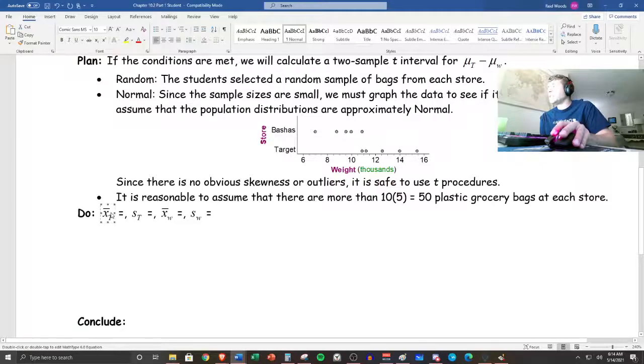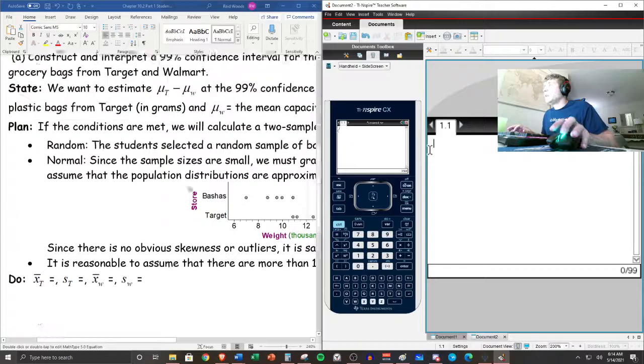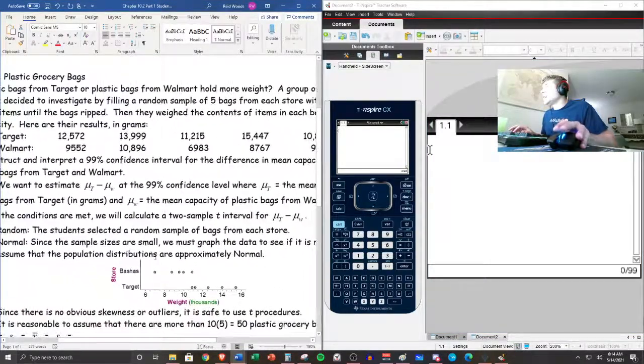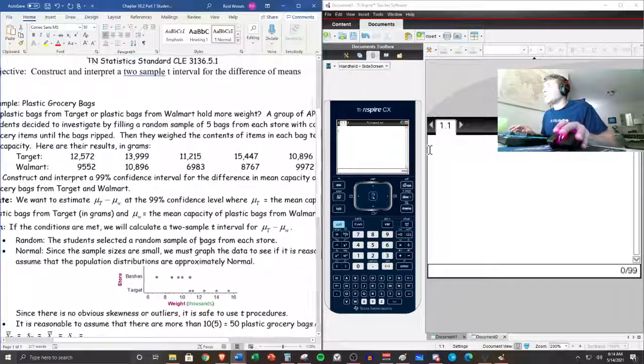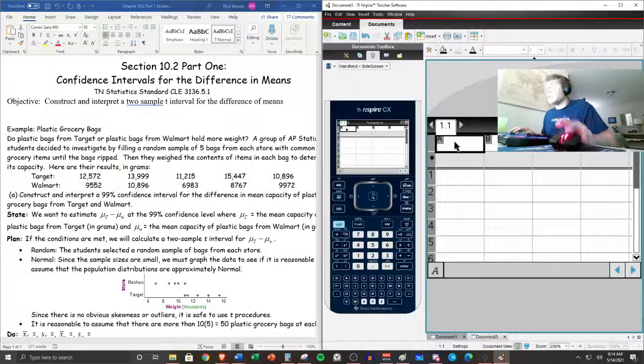We need to find the sample mean of the Target bags and its standard deviation, the sample mean of the Walmart bags and their standard deviation. So we need our calculator. If you can go ahead and grab yours, and we are going to type in this data and calculate their mean and standard deviation. So I'm going to open up a new document, spreadsheet. We'll call this Target and Walmart. And we're just going to go ahead and type all this data in.